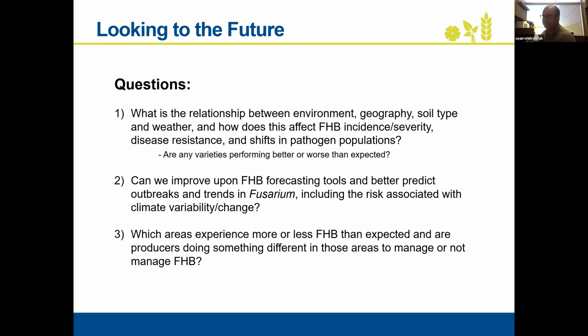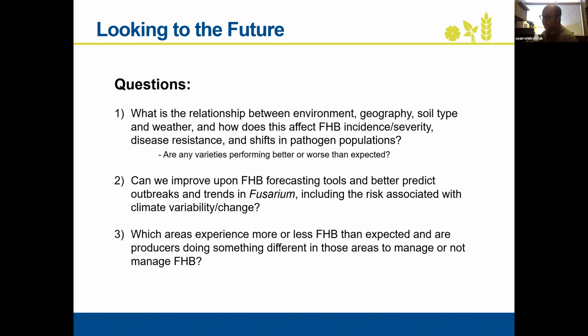We're trying to get at some of these different questions, like what the relationship is between the environment, geography, soil type, weather, and how does this affect FHB incidence and severity, disease resistance, and shifts in the pathogen populations that we're observing. Are there any varieties that are performing better or worse than expected in certain areas? Maybe this can tell us there's a specific genetics in that pathogen in that area, or maybe the cultivar in that area that's giving rise to reduced disease, and we can take that and use it to our advantage to better manage the disease.